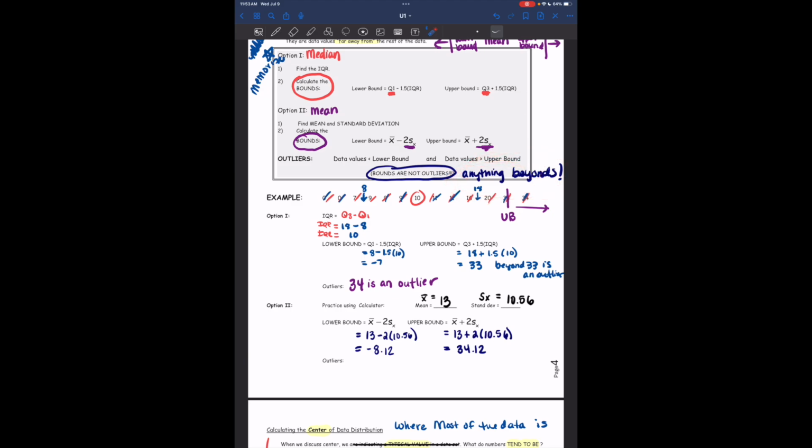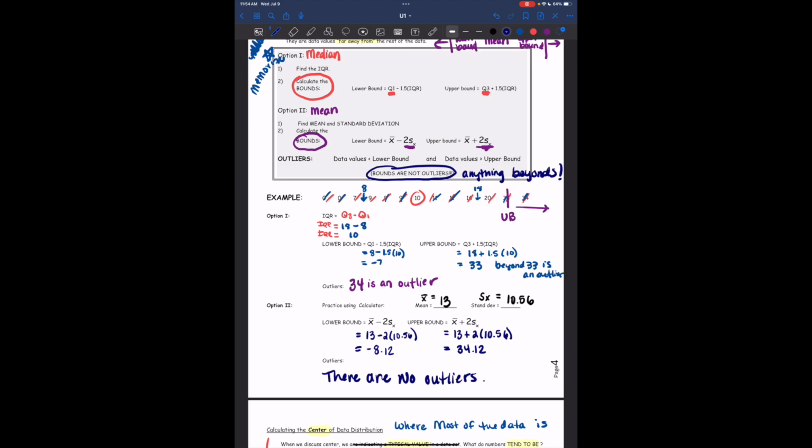So, looking at this method, do we have anything that's less than negative 8? No, there's nothing less than negative 8 over here. And then do we have anything that's greater than 34? No, there's nothing greater than that. So by this method, there are no outliers.